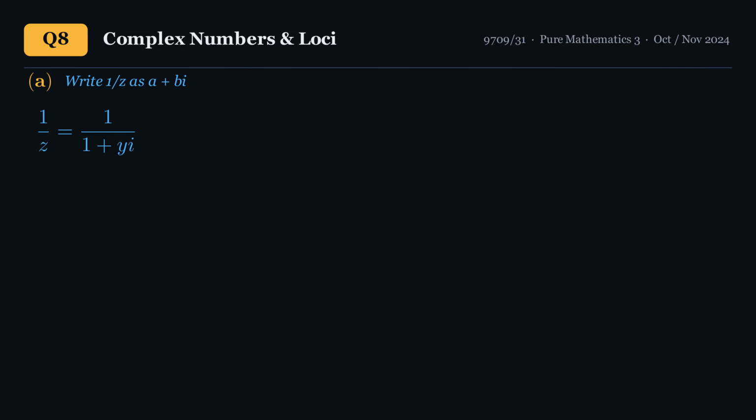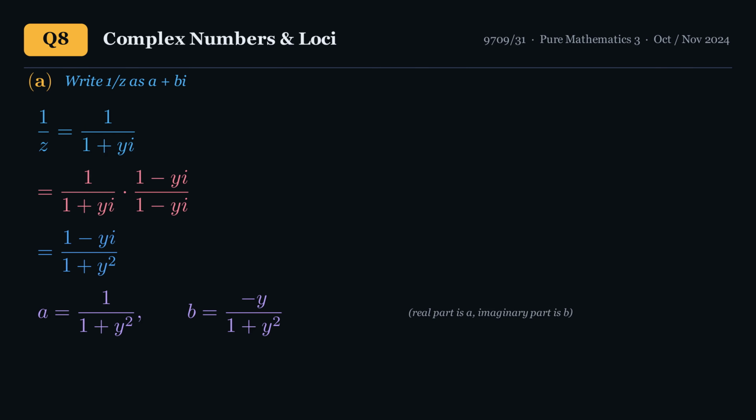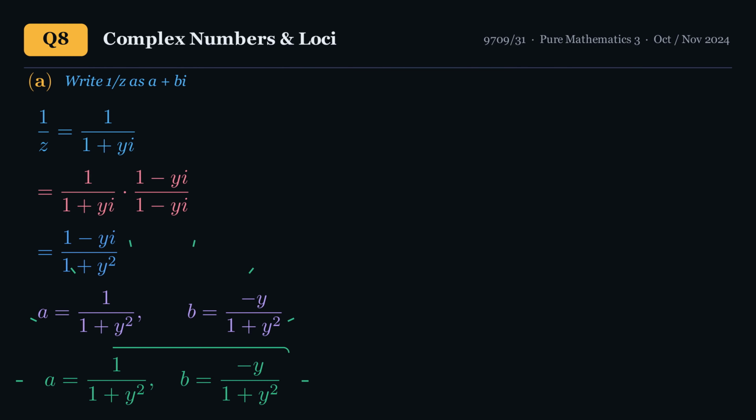Start with 1 over z equals 1 over 1 plus yi. Multiply top and bottom by 1 minus yi, the conjugate. The denominator becomes 1 plus y squared. The numerator is 1 minus yi. So a equals 1 over 1 plus y squared, and b equals minus y over 1 plus y squared.